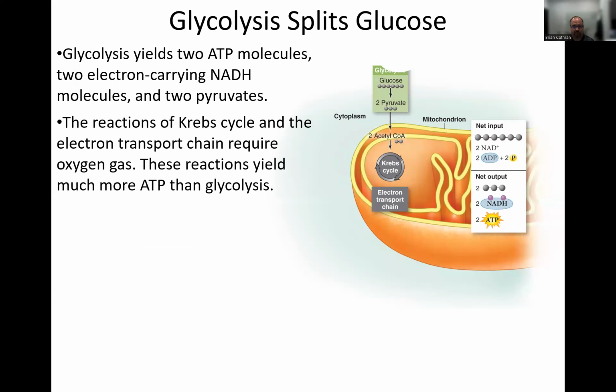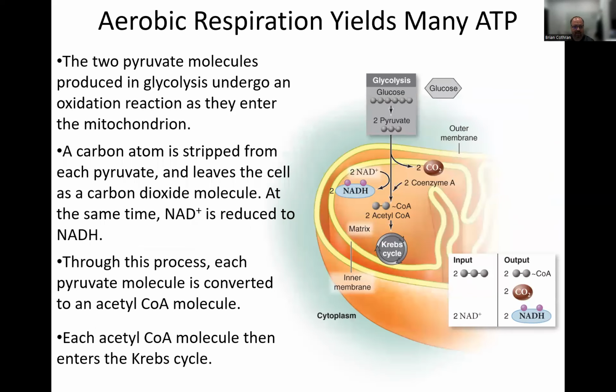As we said, 2 ATPs formed in glycolysis. And the next step, the big one that we're fixing to hit, is the Krebs cycle. The Krebs cycle, again, is kind of inside this mitochondrial membrane; the matrix is where it's going to occur. So as we move this across the membrane folds, a carbon atom is stripped from that pyruvate and leaves the cell as carbon dioxide molecules. So carbon dioxide gets produced in this step.